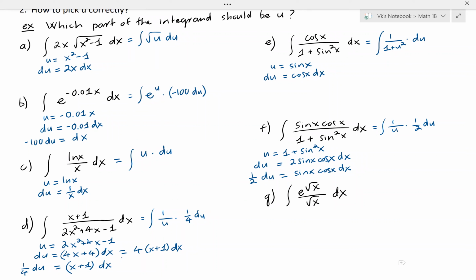For the last one, once we do this thing here, the exponent of e should be the u. We'll let u be root x. du is 1 over 2 root x dx. So 2 du is 1 over root x dx. And now with the u sub, we say that this is e to the u multiplied by 2 du.